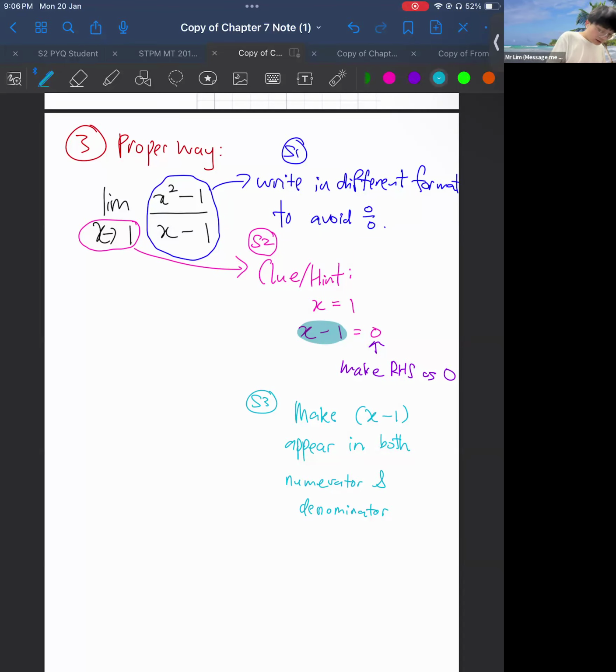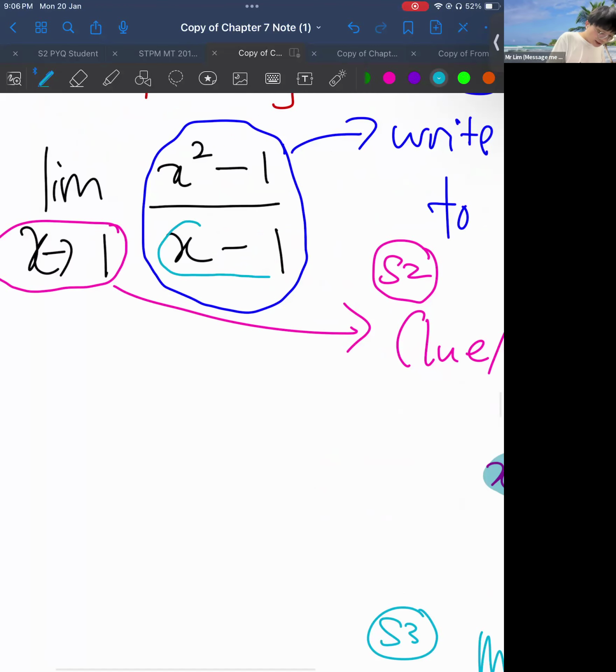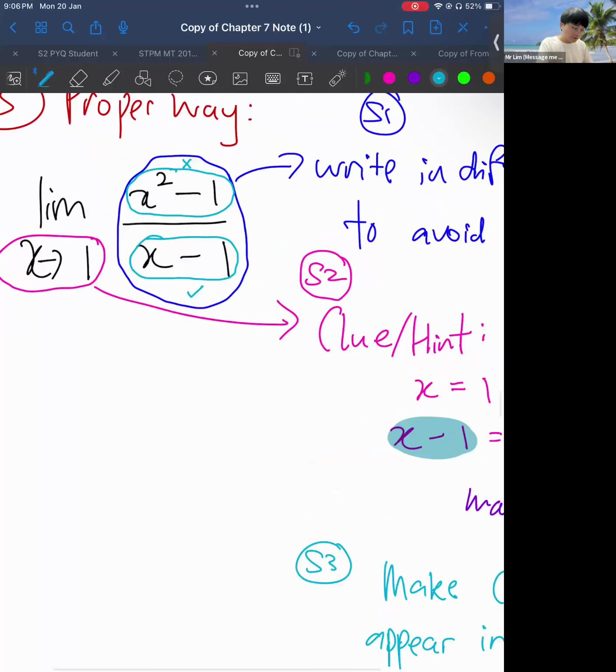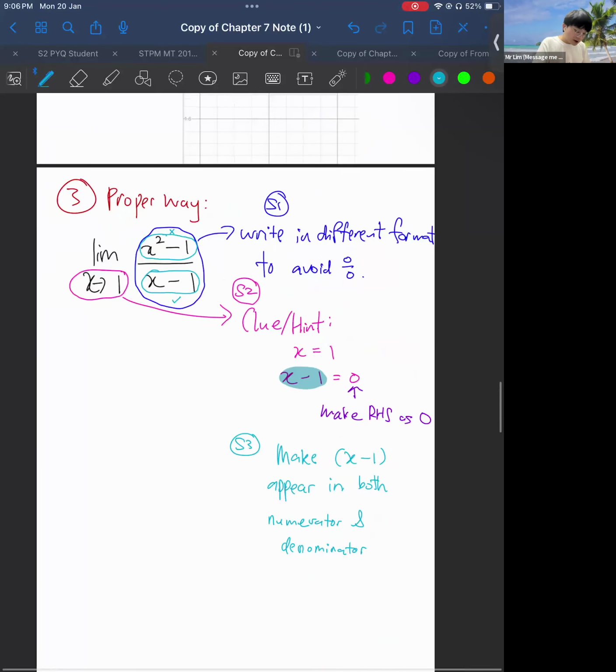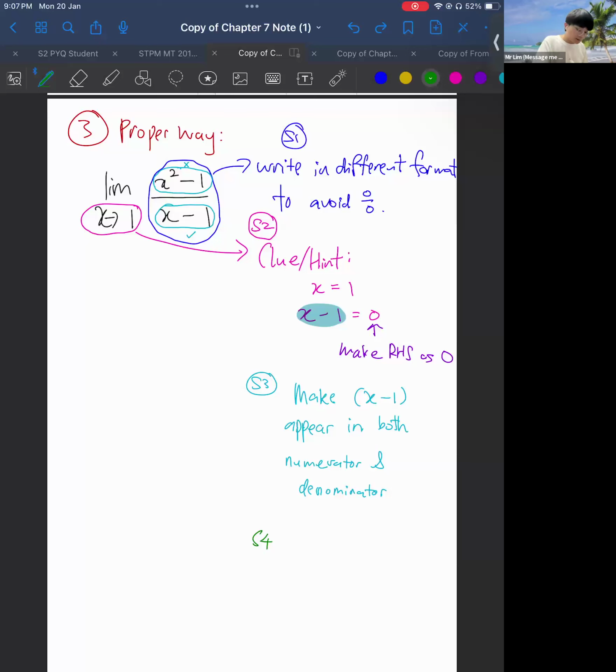Now let's check. In the new denominator, we already have the x minus 1, so I give it a tick. But in the numerator, it is x squared minus 1. It is not yet x minus 1, so I give it a cross. So we need to do something to the numerator, x squared minus 1. Step 4, let's think about the factorization. We need to factorize x squared minus 1. Because I gave you the cross, you need to factorize until you see x minus 1.